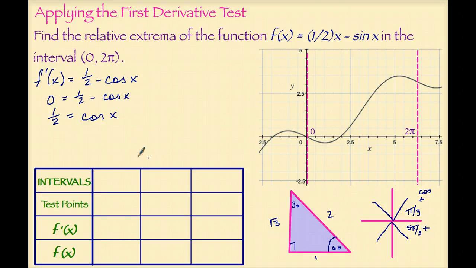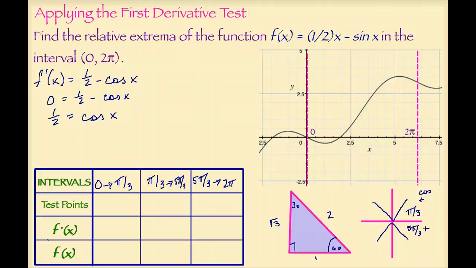Now, these are our critical numbers, and here's how we're going to set up our interval. We do have a closed interval, so we're going to start at 0, and we're going to go to pi over 3 here. Then we'll go from pi over 3 to 5 pi over 3, and then finally 5 pi over 3 to 2 pi. Now, once you have these intervals, you can see that the function is decreasing, then increasing, then decreasing, but we're definitely going to use our analysis.